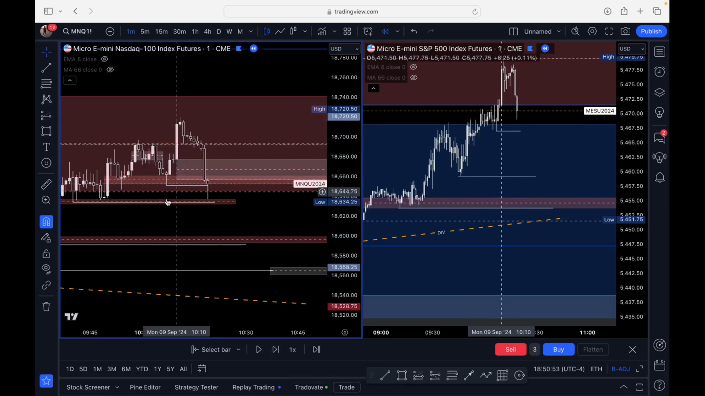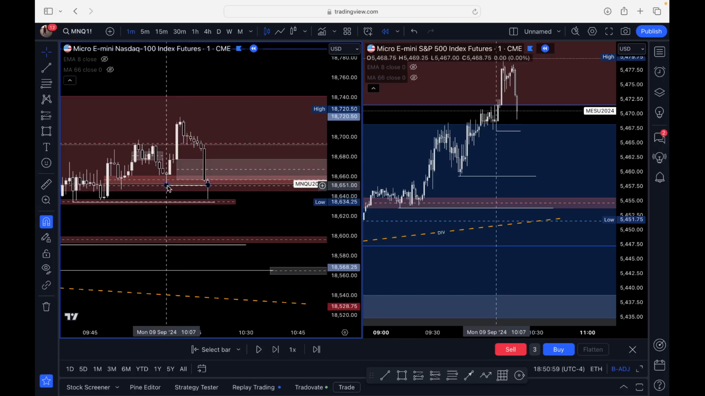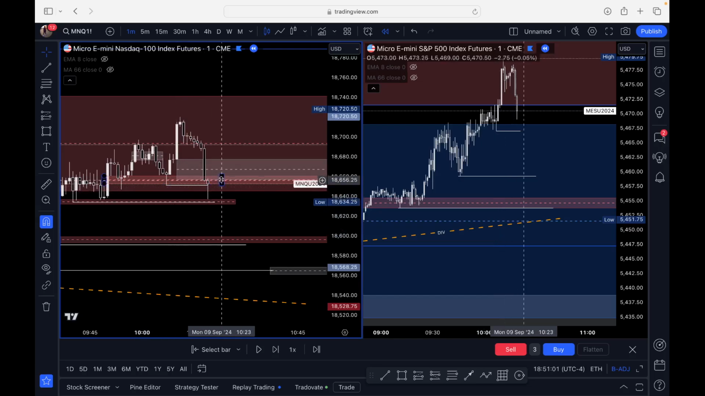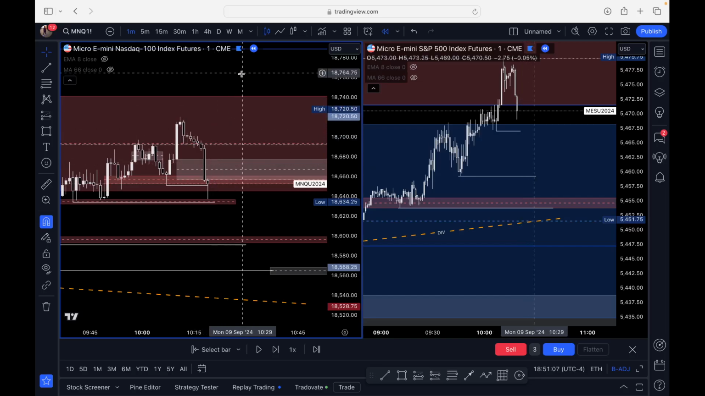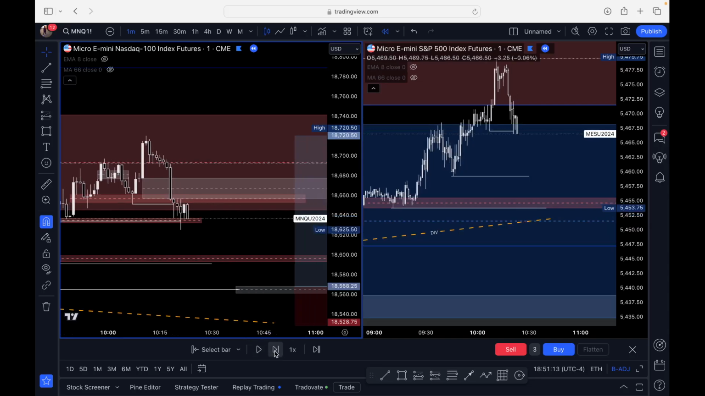So after taking that loss, price retraces, comes back down to this 1 minute low. We have this divergence form. I was open to seeing if price would break above a bearish imbalance to go long and then target another 15-minute high. That didn't happen. Price just kept on dumping.